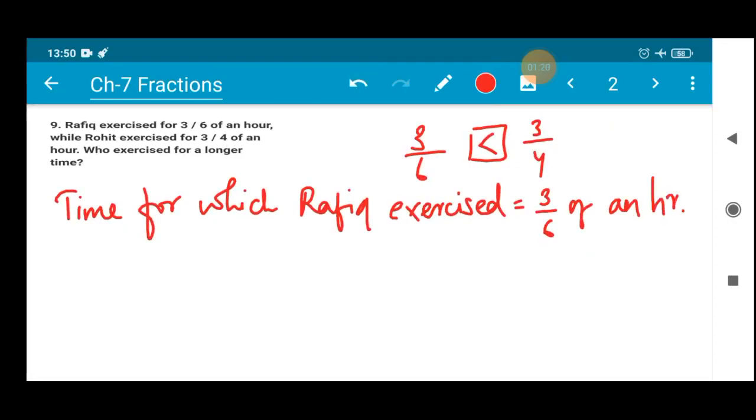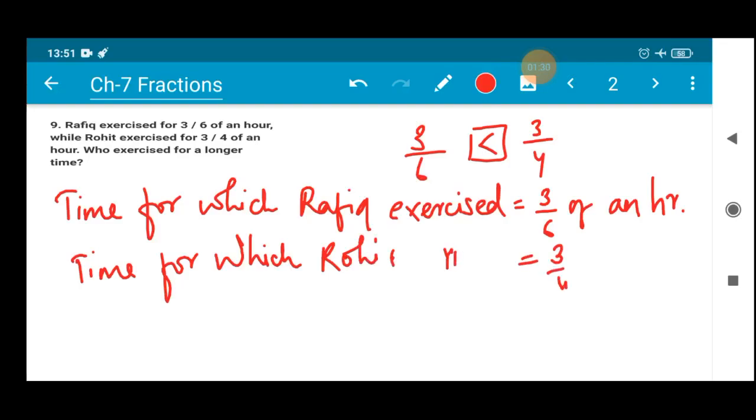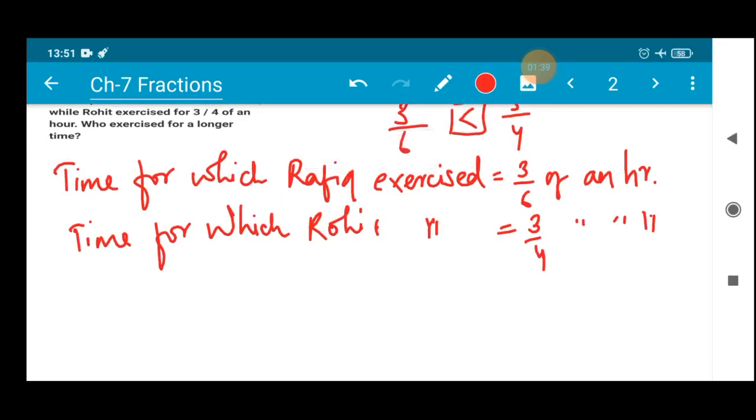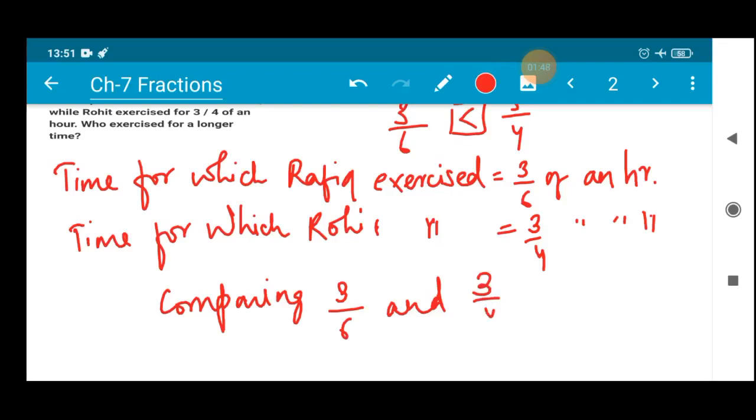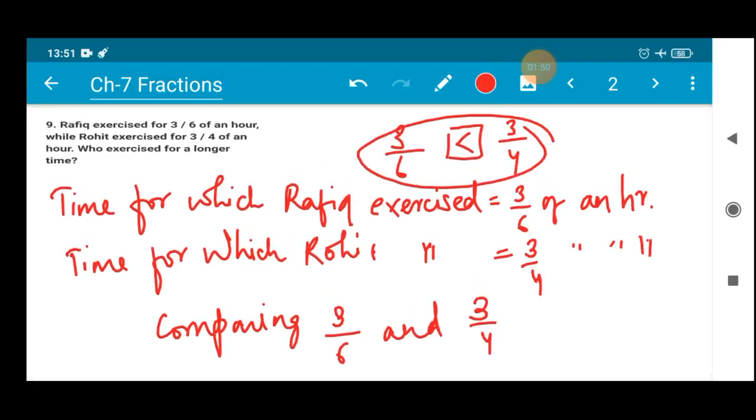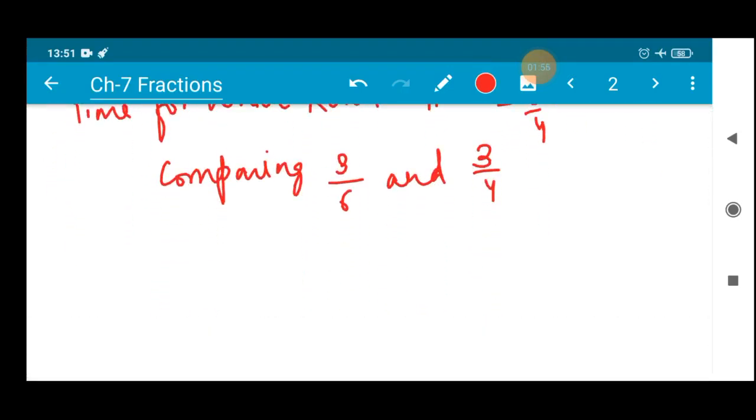Similarly, time for which Rohit exercised is equal to 3 by 4 of an hour. Yes, it is given in the question directly, so I am writing it. Now we have to compare 3 by 6 and 3 by 4. You can use this method and directly write the answer that Rohit exercised for a longer period of time. But let us now convert this into like fractions by taking the LCM of the denominators given there.